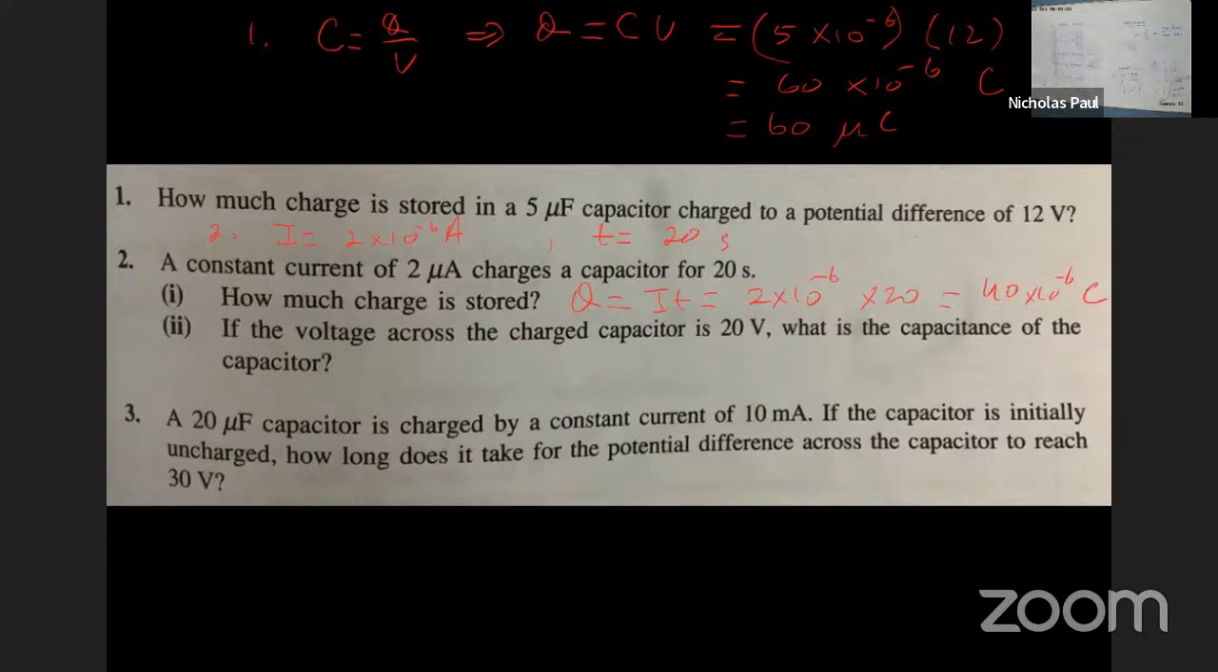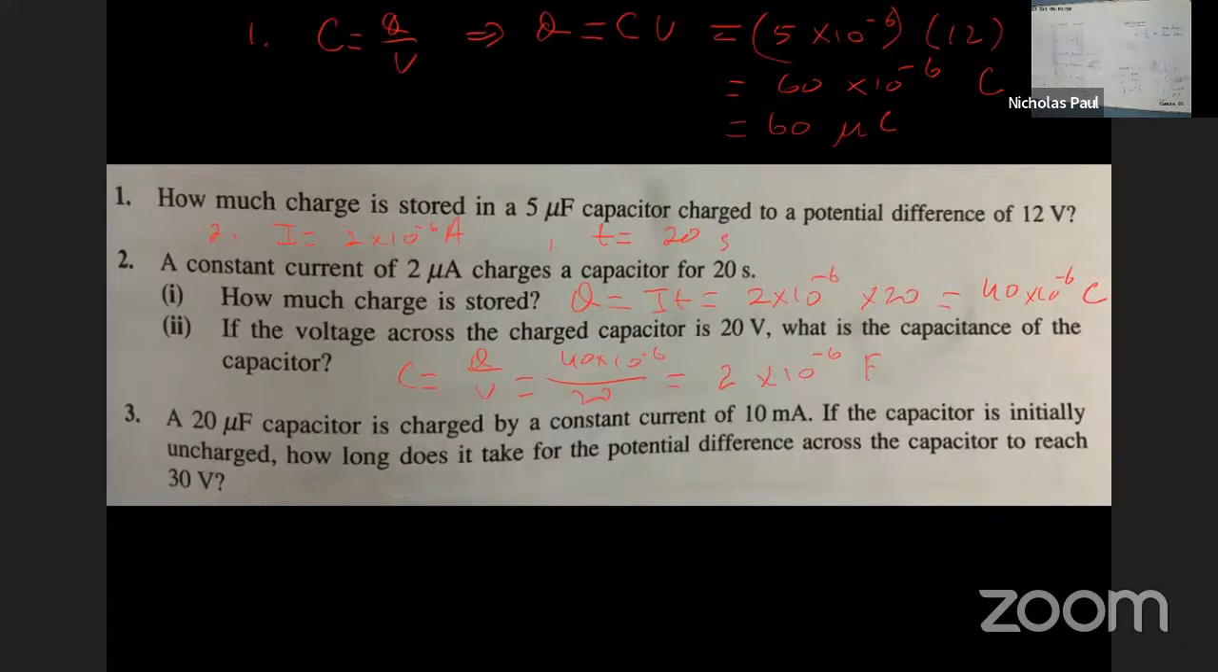If the voltage is 20, what's the capacitance? We're using C is what? Q over V, right? So that'll be 40 by 10 to the minus 6 over 20. So that'll give us what? 2 by 10 to the minus 6 farads. Yeah, nice and easy, right? Just to give us a little appreciation of these little things.